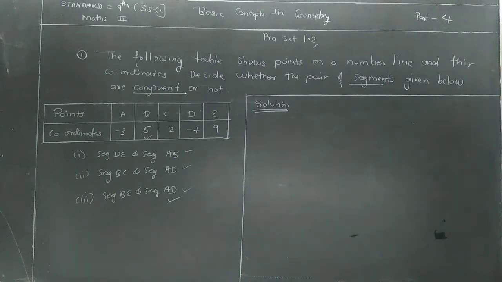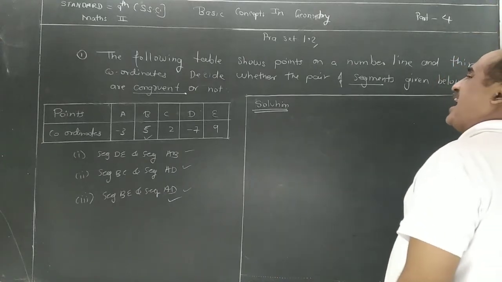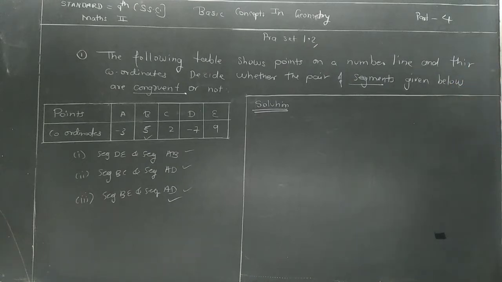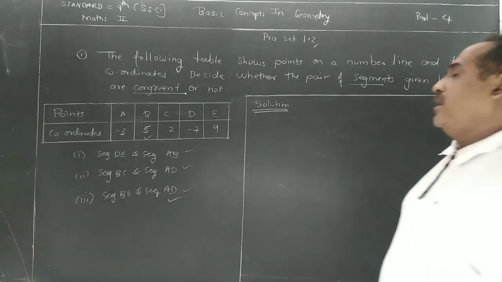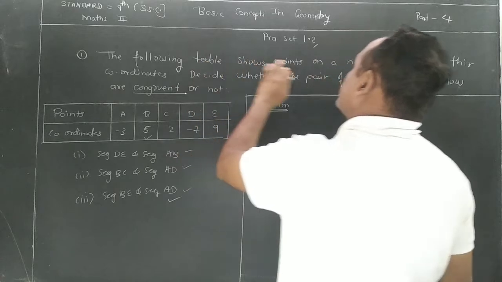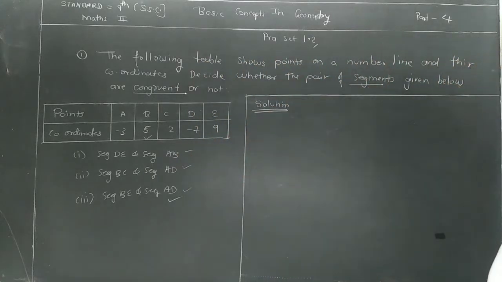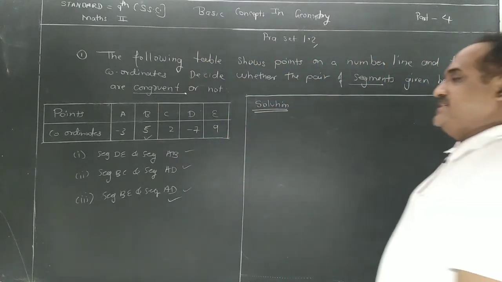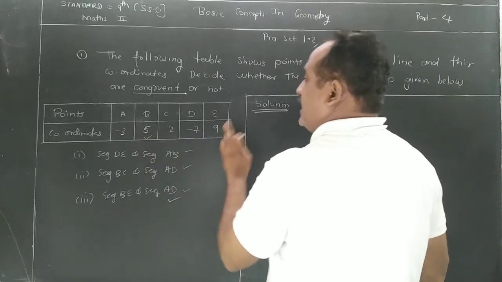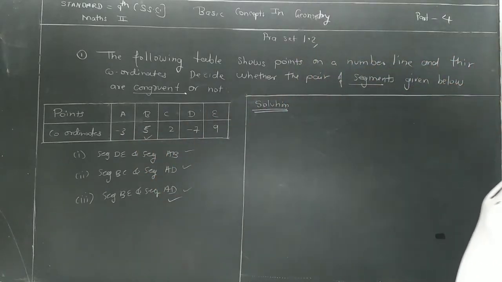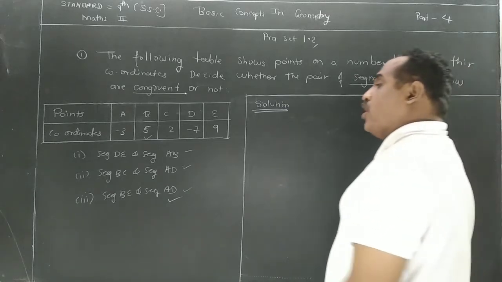Now we are on the basic concept in geometry part 4, and we are going to start with the practice set 1.2. First question. The following table shows the point on the number line and their coordinates. These are the points on the number line and these are their coordinates. Decide whether the pair of segments given below are congruent or not.